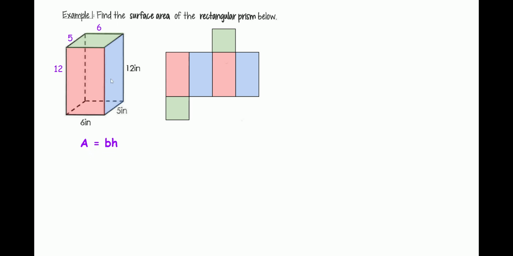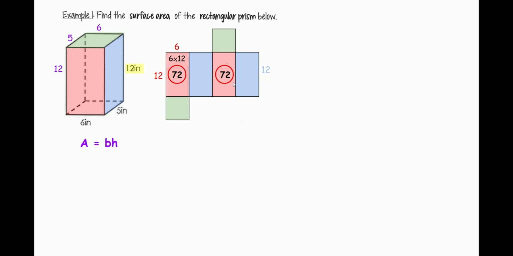So if I want to find the area of any of these rectangles, I multiply the base with the height. So first things first, this is 6 inches and this is 12 inches. So I'm going to fill that out right there. If I want to find the area, I multiply base times height, so 6 times 12, which equals 72. And if this equals 72, I know this also equals 72 because it's the same exact dimensions. It's the same size.